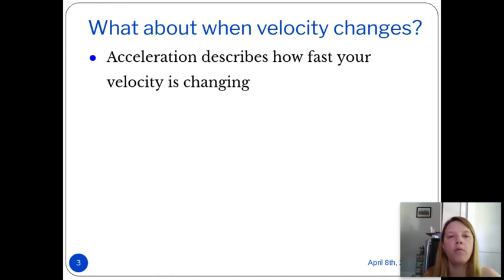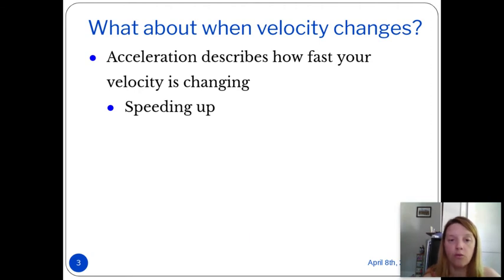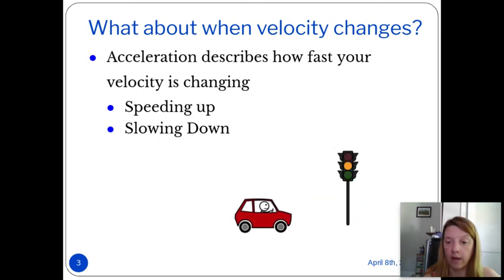So what about when velocity changes? This is sort of the last piece of the motion picture that we need to talk about, and that is acceleration. Acceleration describes how fast your velocity is changing. So you could be speeding up, like this little guy is doing when the light turns green. You could be slowing down, like this little guy in the red car is doing when the light turns red.